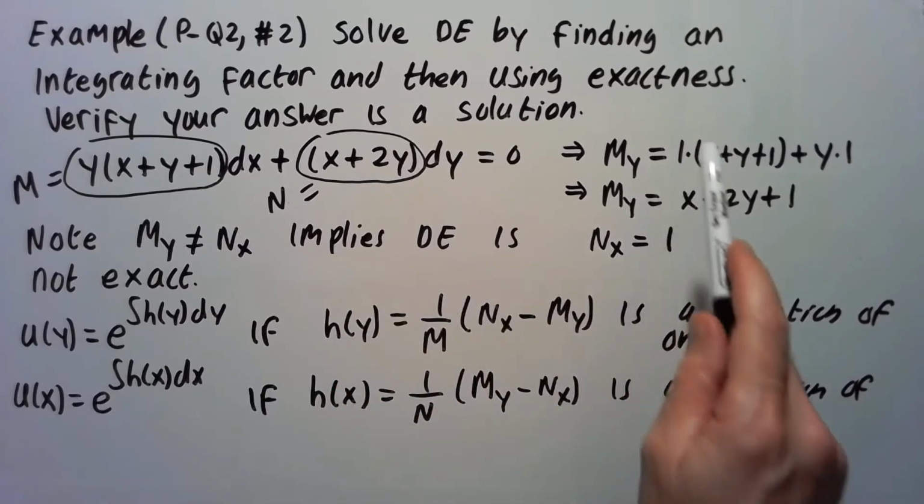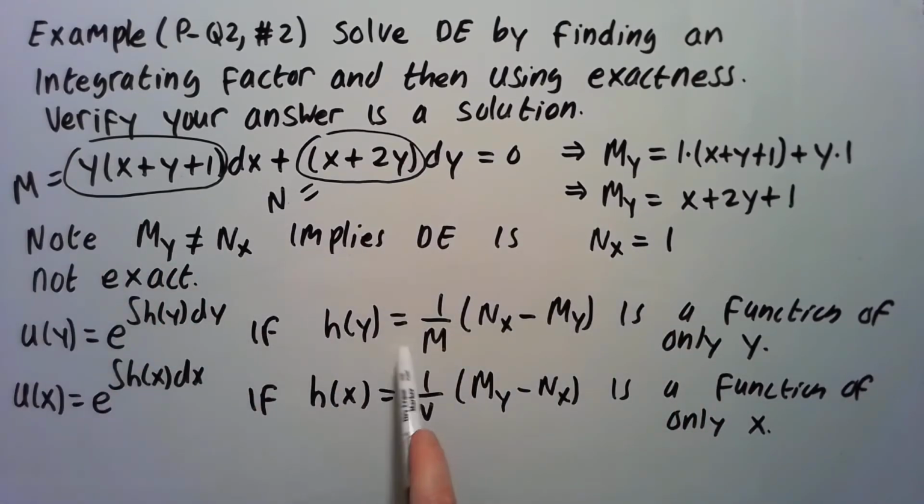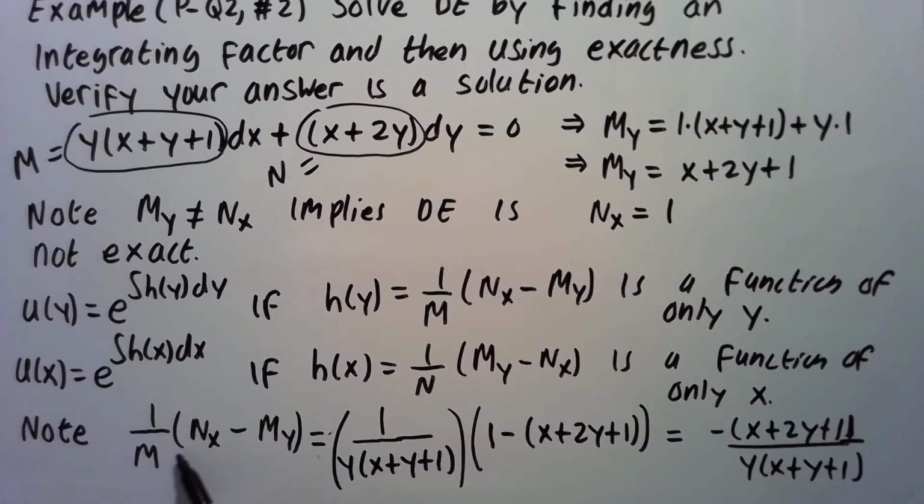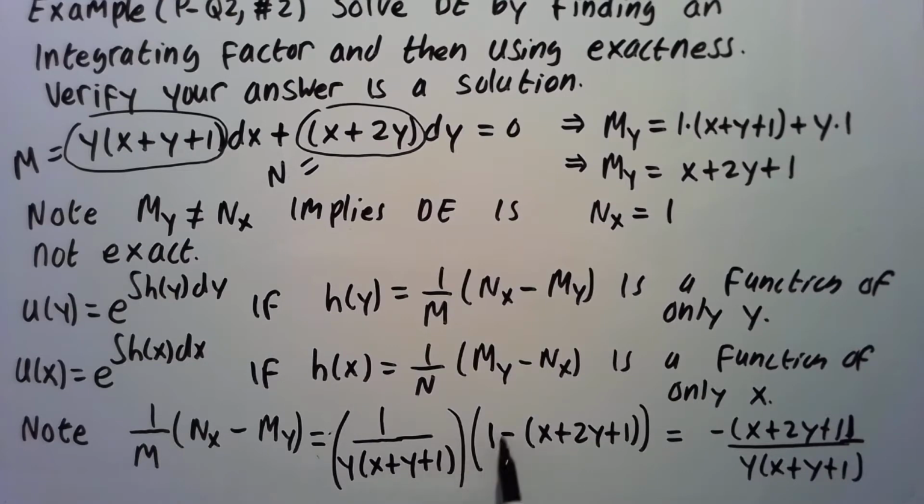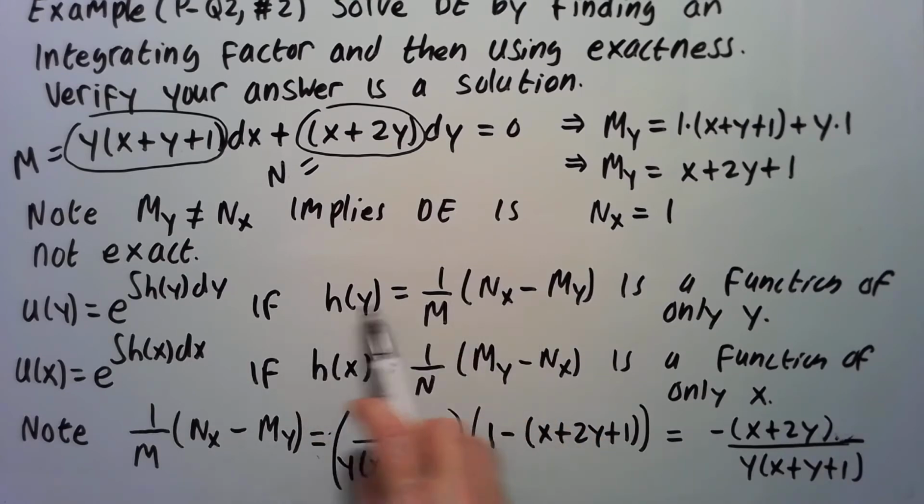So we have our M_y up here, our N_x here, and our M. Let's compute this. Computing 1 over M times (N_x minus M_y): M is this guy up here, so it's 1 over y times (x plus y plus 1), then times N_x, which is 1, minus M_y. M_y is x plus 2y plus 1. Simplifying this, I messed up here a bit, we get negative (x plus 2y) over y times (x plus y plus 1). This needs to be a function of only y, but you can see it has an x in it also. So this is not a function of only y. Therefore, this h of y is not going to work.